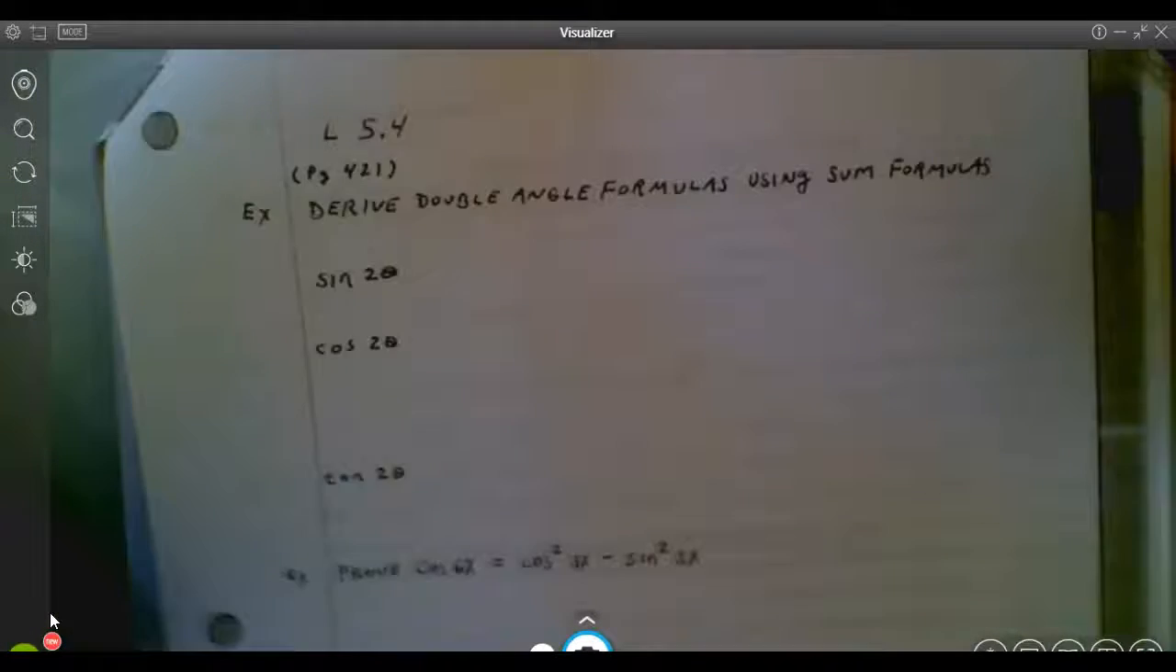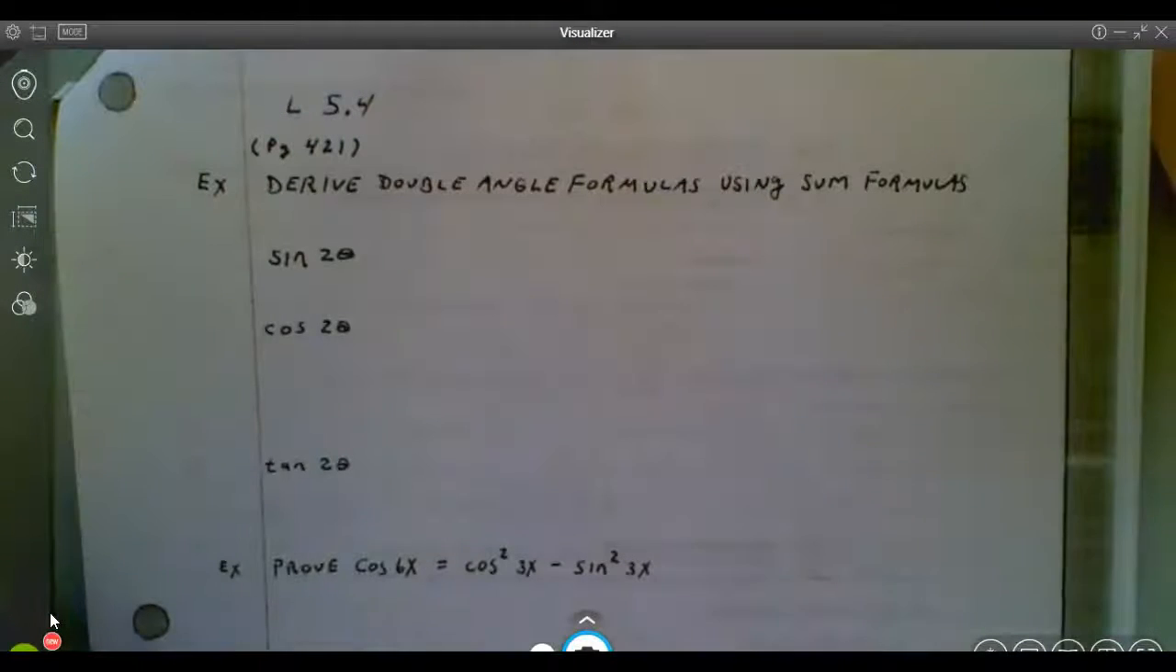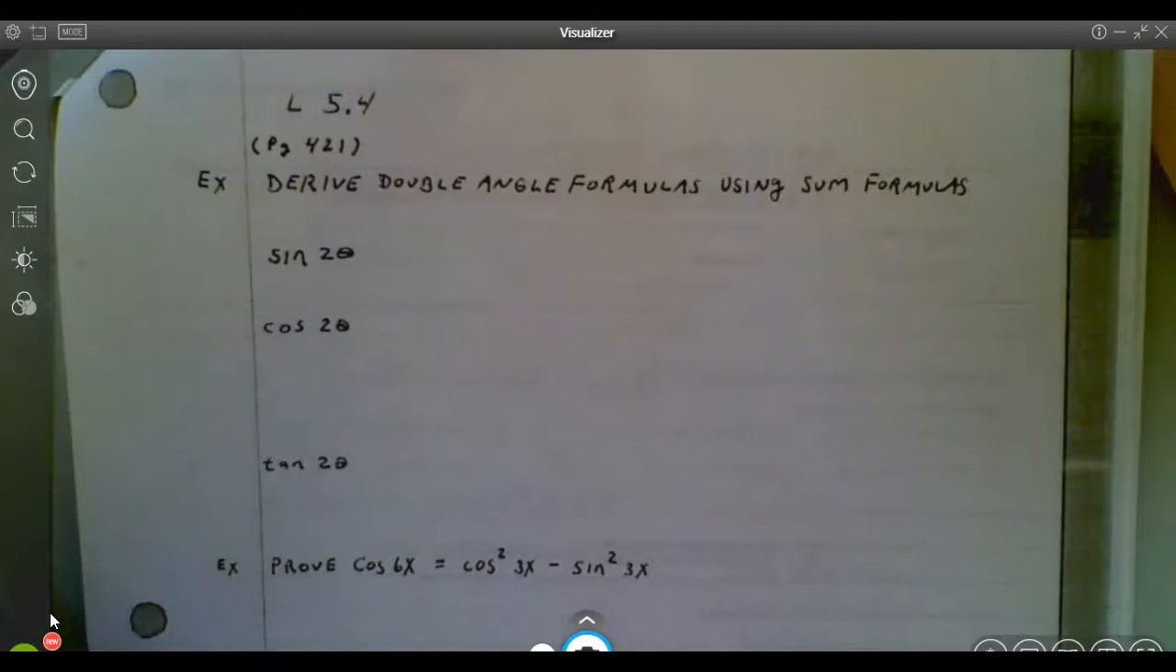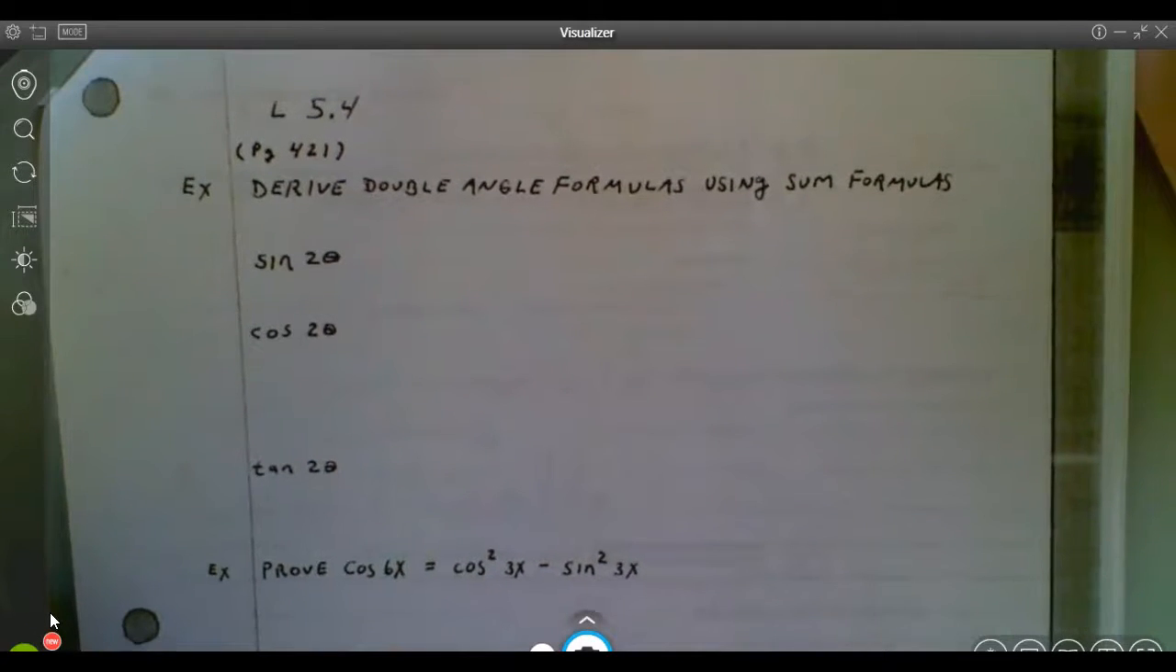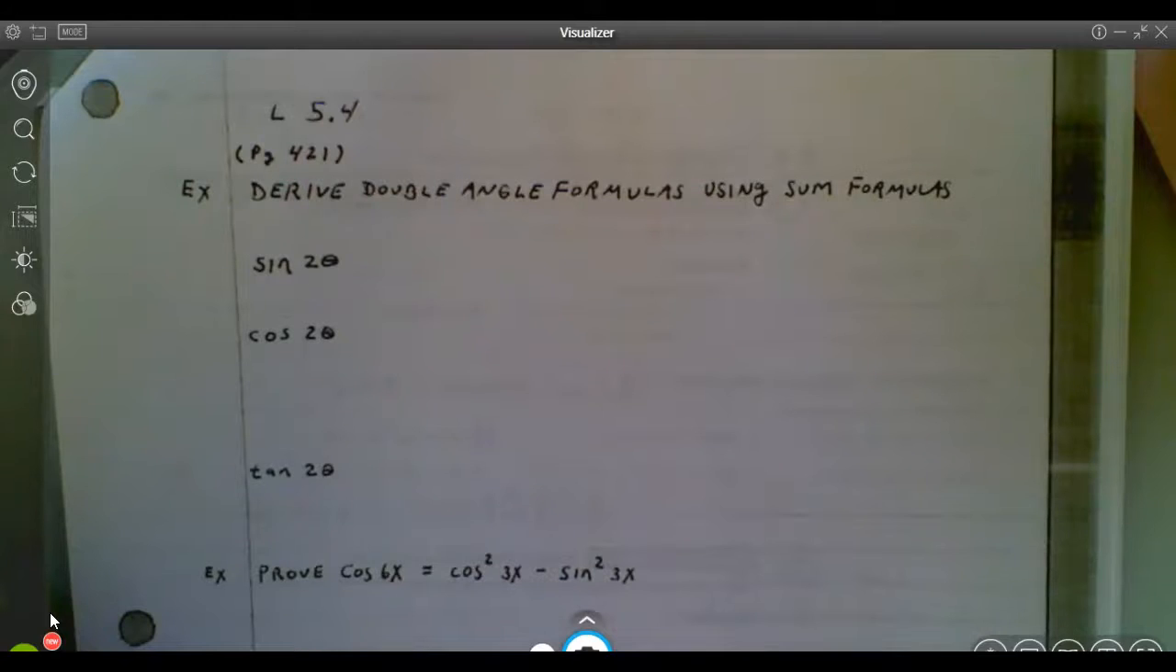All right, continuing on with fun with formulas. You're going to get some more formulas thrown at you in this lesson, such as these guys. These are called our double angle formulas, and you'll see in a minute here how we're going to be using those.